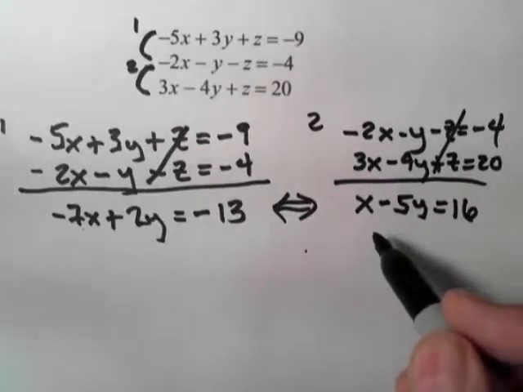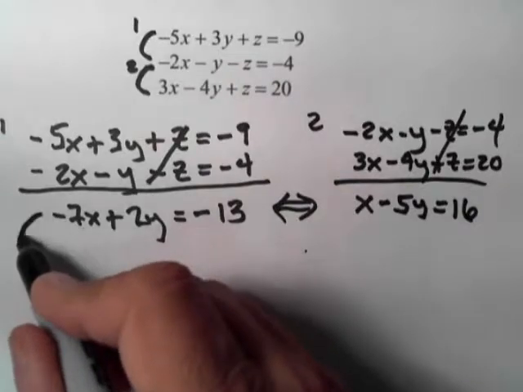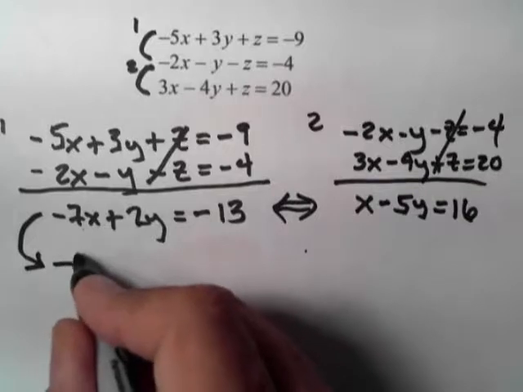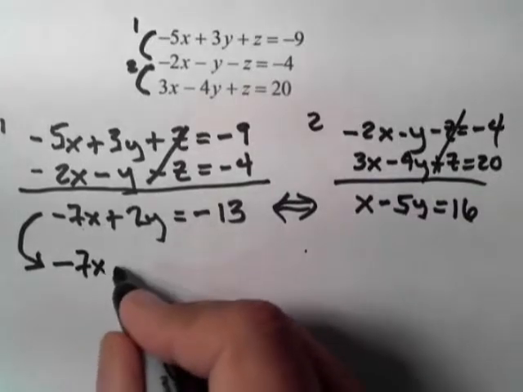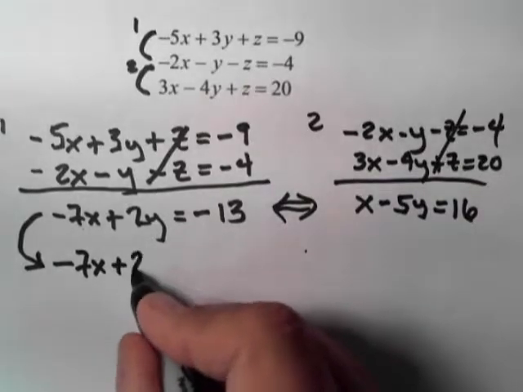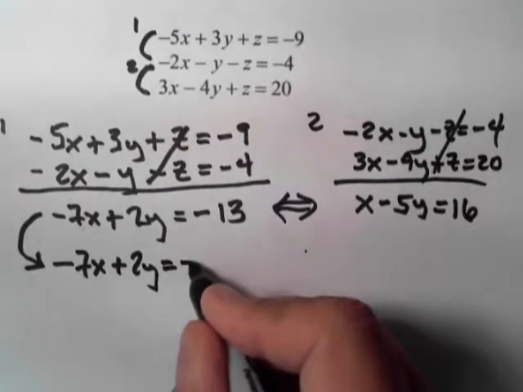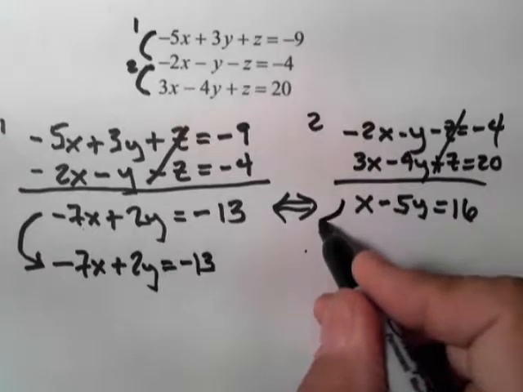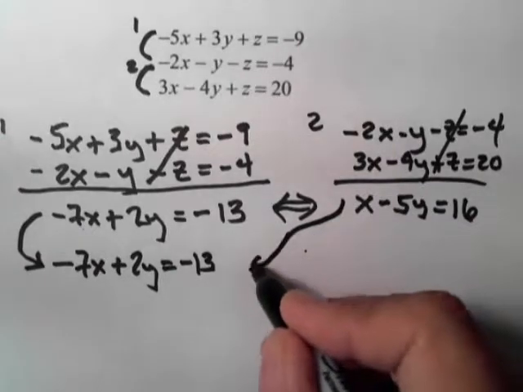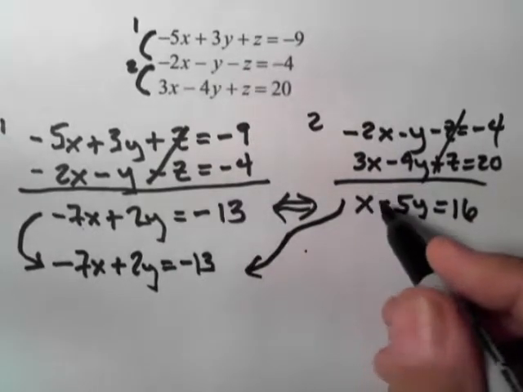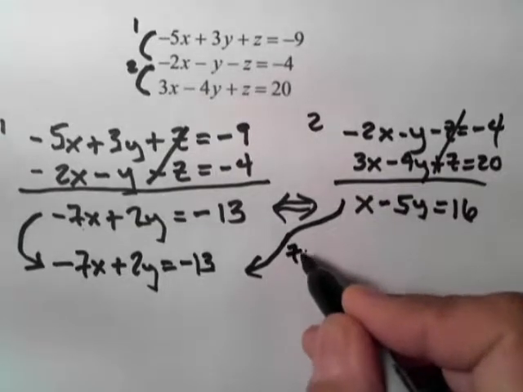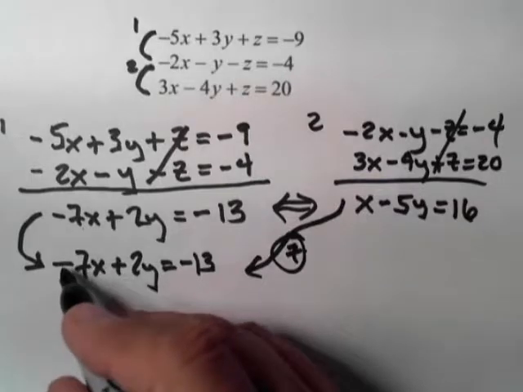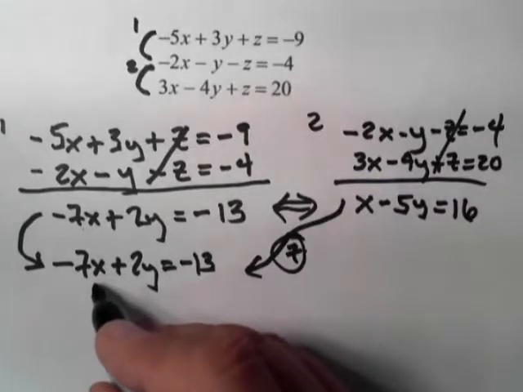So let's go ahead and try that. I'm going to take this first equation and just write it the way it is, because I don't want to change anything here. So negative 7x plus 2y equals negative 13. But the second equation now, I'm going to write down here, and I'm going to multiply by 7 because I want to get plus 7x, so the x's will eliminate.